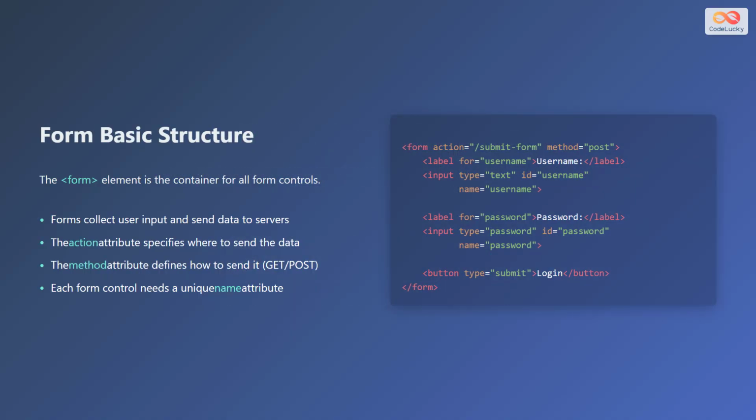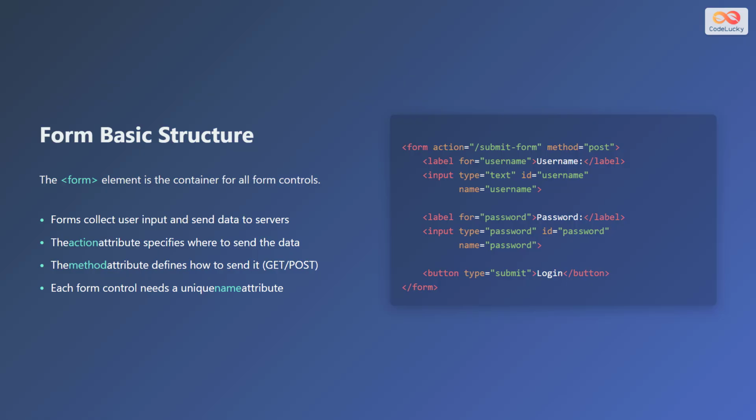The form element is the container for all form controls. Forms collect user input and send data to servers. The action attribute specifies where to send the data, which is typically a server-side script that will process the information. The method attribute defines how to send it, usually using get or post methods. Each form control should have a unique name attribute.